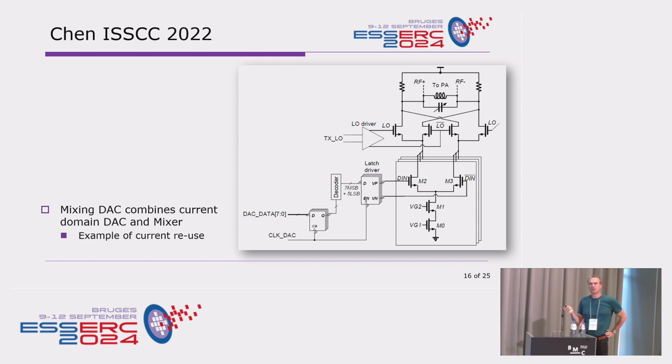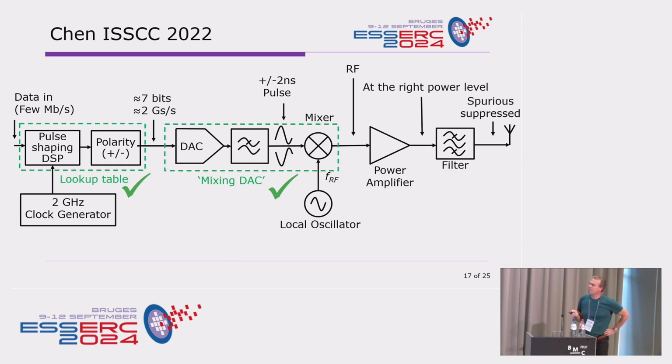So again, back to the textbook view. What happened here? Well, the pulse shaping DSP and the polarity generation is addressed with a lookup table, and then there's a nice tight integration of a D2A converter, a low-pass filter, and a mixer in a single mixing duct.